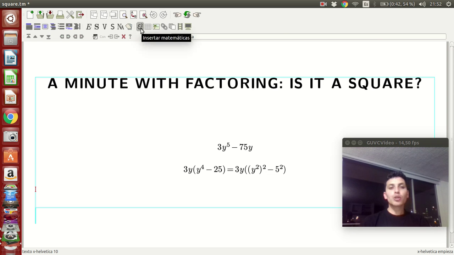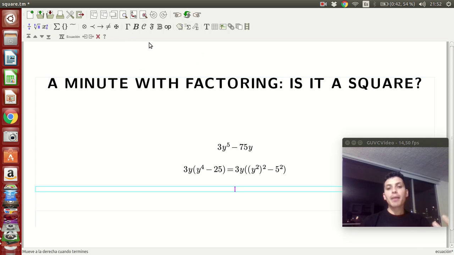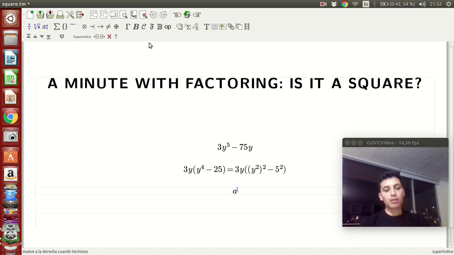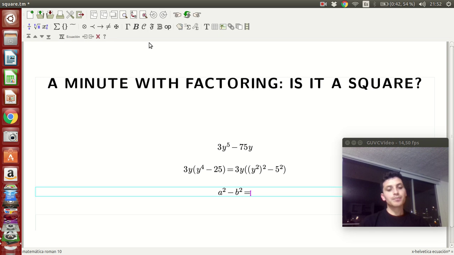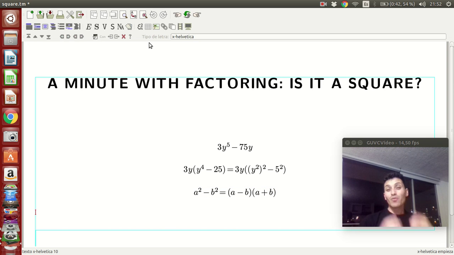Okay? So I'm going to show you the formula for you to remember. a to the second power minus b to the second power is a minus b times a plus b. Okay? So now we have the formula, we just have to apply it.